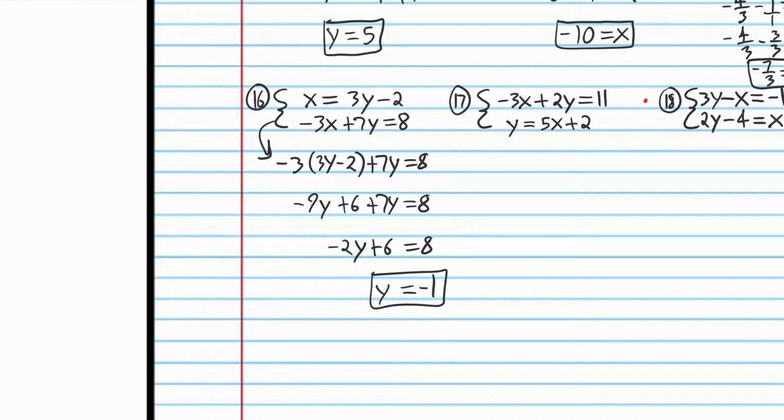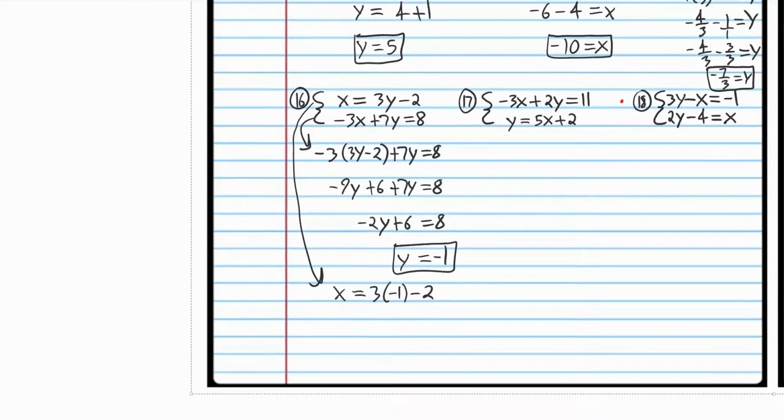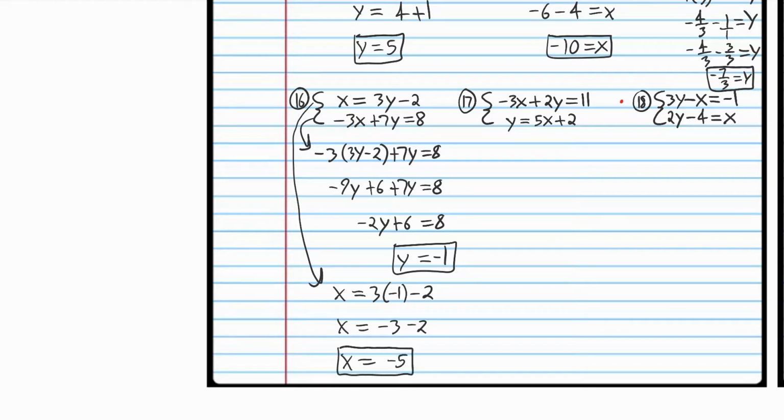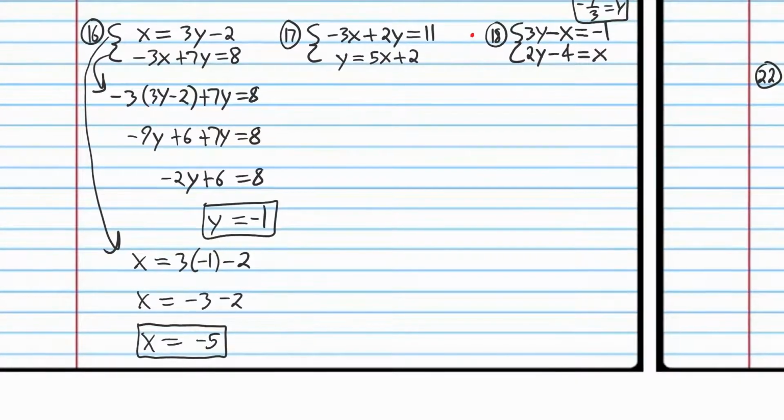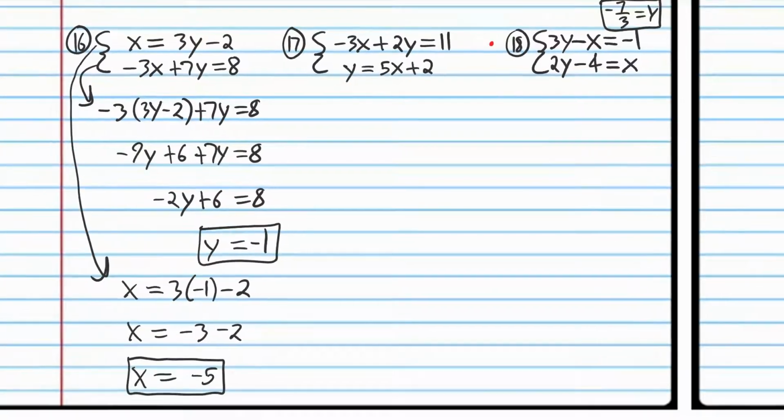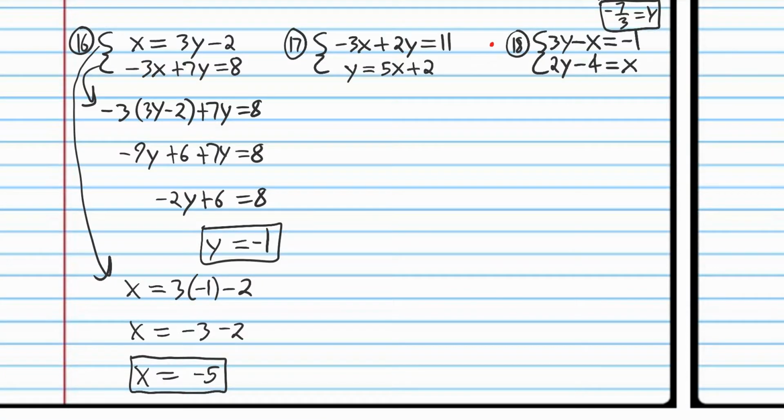All right, now we're going to use the other equation to find x. X is equal to 3 times y, but we know y is negative 1. 3 times negative 1 is negative 3, and negative 3 minus 2 is negative 5. So if you got those answers, good job. All right, on to number 17. Go ahead and try 17, and when you come back, we'll do it together.